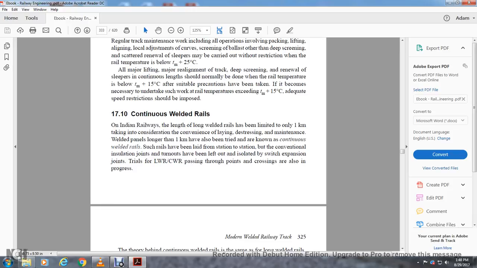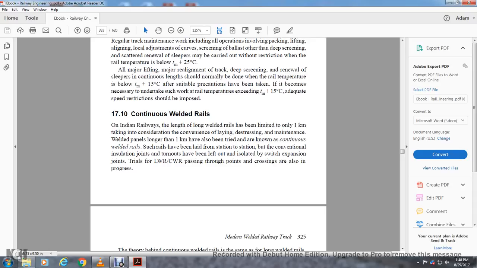17.10 Continuous welded rail. On Indian rails, the length of welded rails has been limited to only 1 kilometer, taking into consideration convenience, length, distress, and maintenance. Welded panels up to 1 kilometer have also been termed continuous welded rails. Such rails have been laid within stations, but conventional installation rails and turnouts have been left out, as isolated switches with expansion joints.